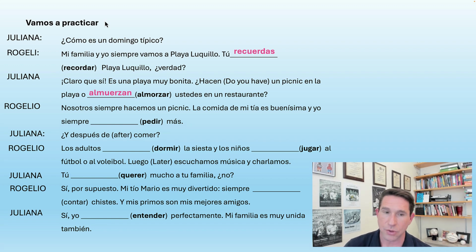So not always order like officially in a restaurant. I can ask for help. I can ask for a favor. I can ask for many things that are not food, right? But in this case, yo siempre pido más. Good. Y después de comer, and after eating, los adultos blank la siesta.